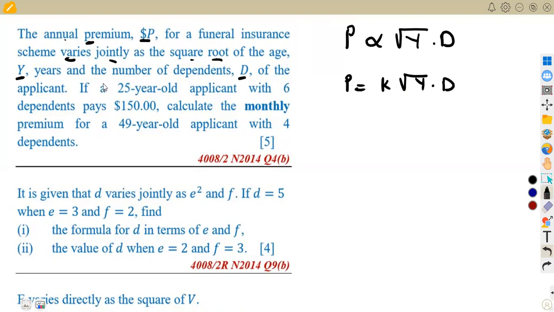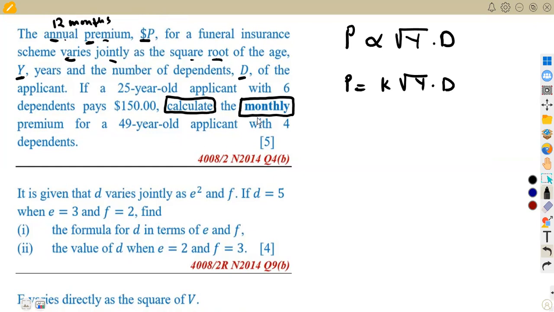We are given that a 25-year-old applicant with 6 dependents pays $150. Calculate the monthly premium for a 49-year-old who pays a certain amount. All right. So before we answer the question, take note that we are to calculate the monthly premium in this case. Remember, P here is the annual premium. So once you calculate the value of P, you are obtaining it for the annual, the whole year. We are talking about 12 months in this case.